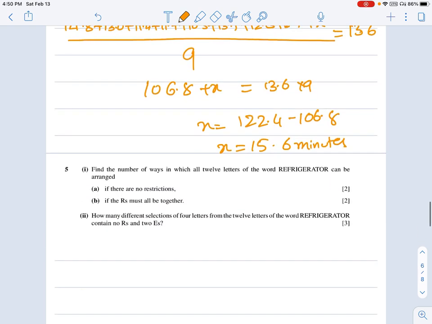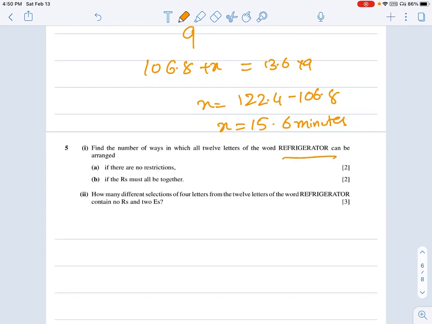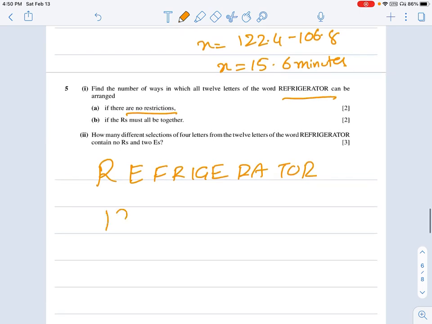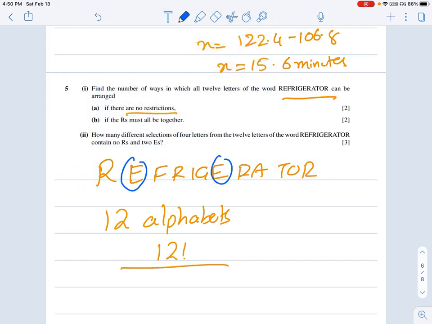Question number 5. Find the number of ways in which all the 12 letters of the word refrigerator can be arranged if there are no restrictions. Refrigerator. How many alphabets are there? 12 alphabets. So 12 alphabets can be arranged in how many ways? 12 factorial ways. Divided by, are there any repetitions? 2 e's are there, so 2 factorial.